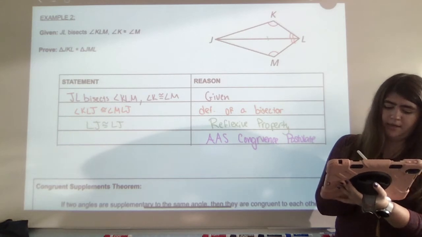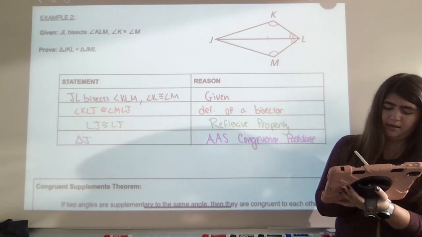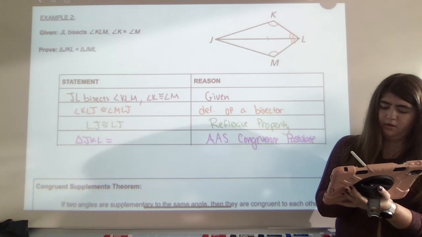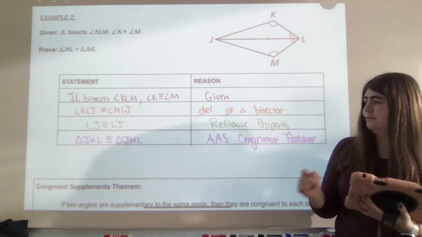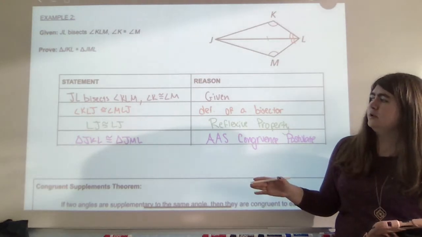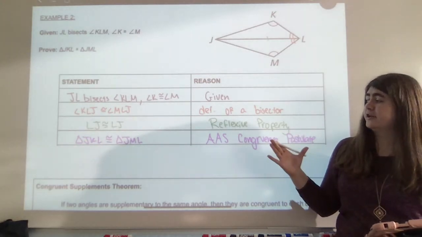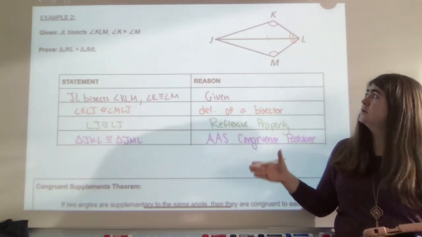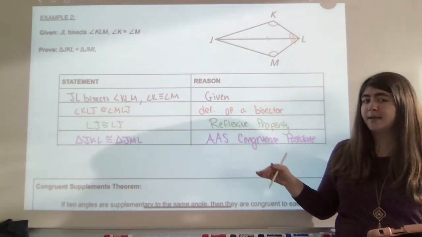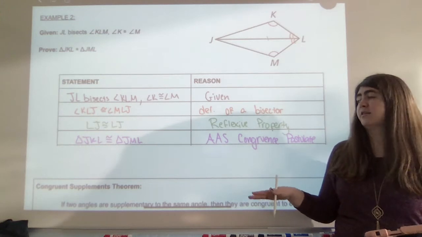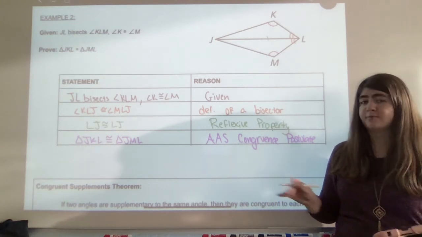And I showed that triangle JKL is congruent to triangle JML. Alright, so this is a pretty standard angle, angle, side proof. Now we're going to take a look at another type of angle, angle, side proof, which has a little bit of a special circumstance in it.